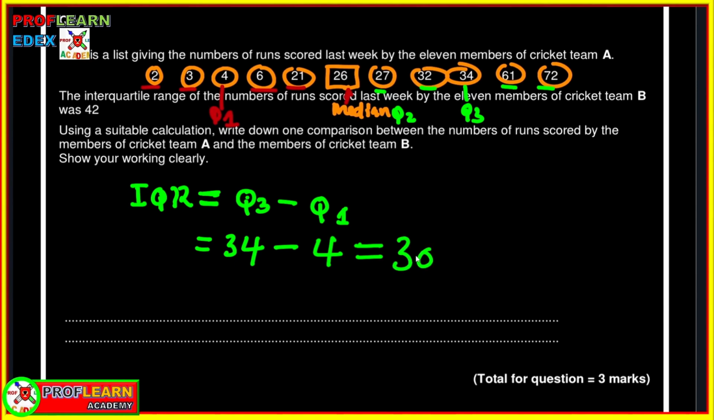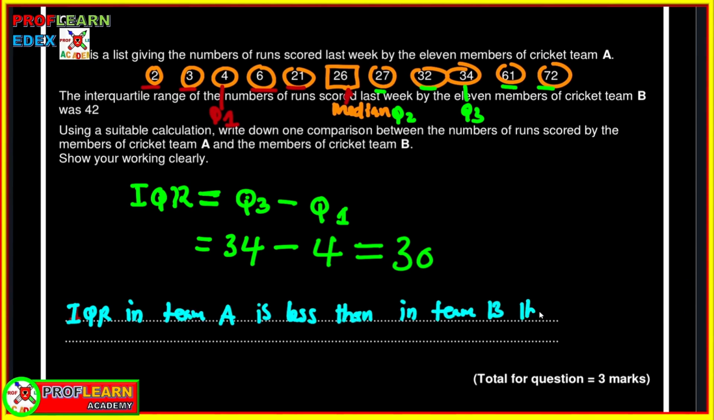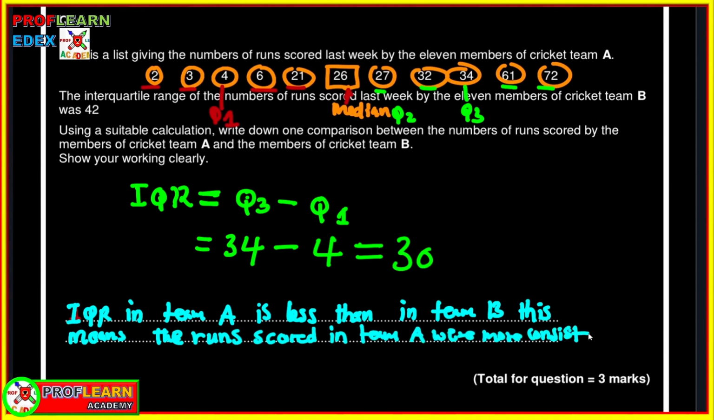So the interquartile range of team A is 30. The interquartile range of team B is 42. When the interquartile range is smaller, it means the data is more consistent. There is a lot of consistency in the scoring. So we say the interquartile range in team A is less than the interquartile range in team B, and this means that the runs scored in team A were more consistent than the runs scored in team B.